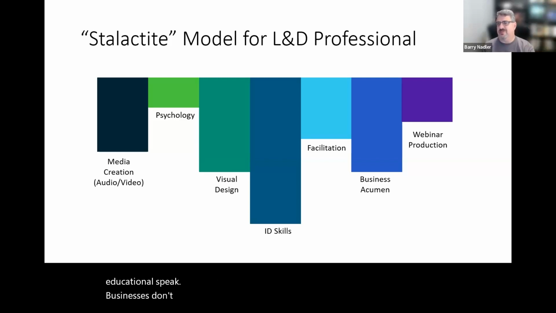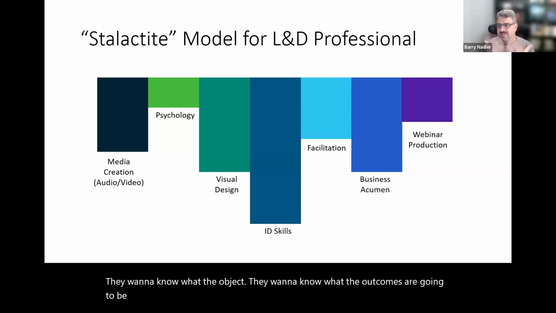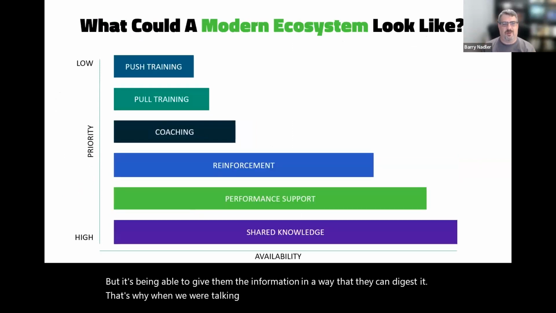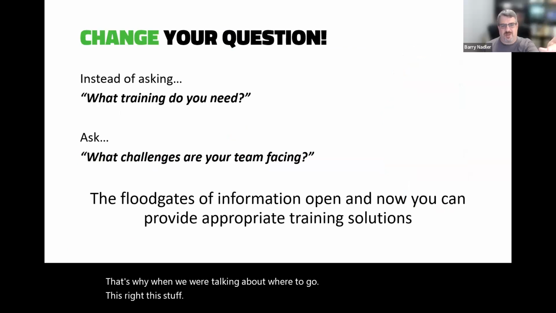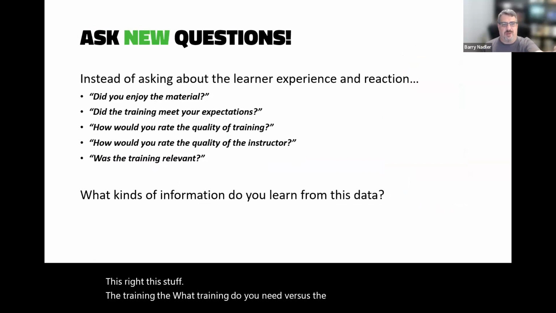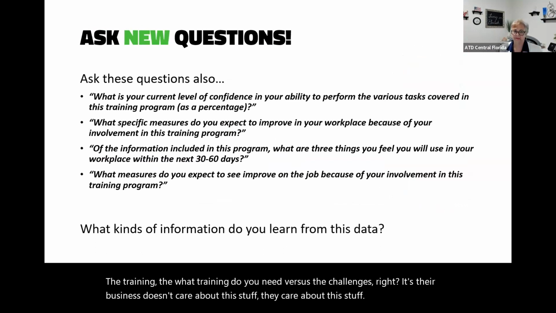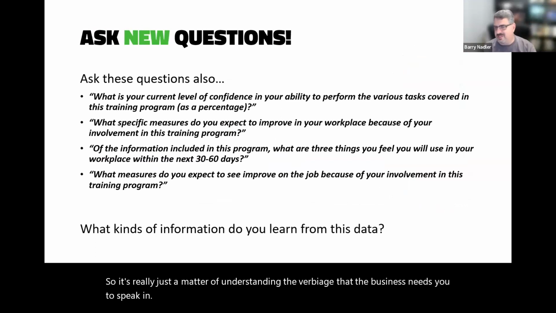Businesses don't care about learning objectives. They want to know what the goal is. Outcomes. They want to know what the outcomes are going to be, right? It's the same thing, but it's being able to give them the information in a way that they can digest it. That's why when we were talking about KPIs, this stuff, the training, what training do you need versus the challenges, right? The business doesn't care about this stuff. They care about this stuff. So it's really just a matter of understanding the verbiage that the business needs you to speak in. Then they'll listen.